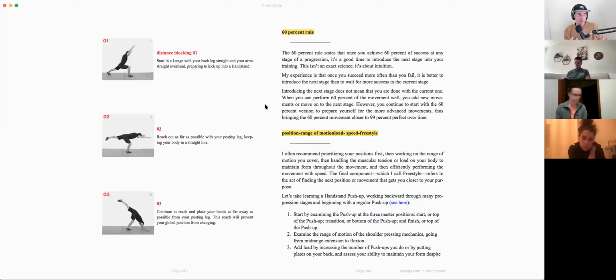And blocking is probably something that we could write a full book about. But for now, I just want you to keep those in mind. 1, the anatomical blocking. 2, the external object blocking. And 3, the distance blocking. I want you to read this, and then I want you to watch the videos that I'm going to be sending out, and then apply it to your practice and see what happens.